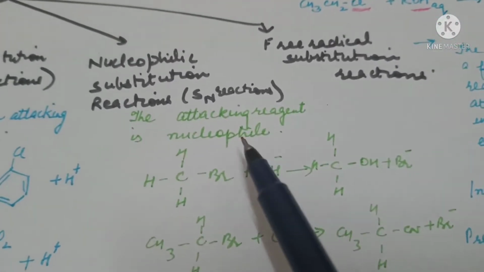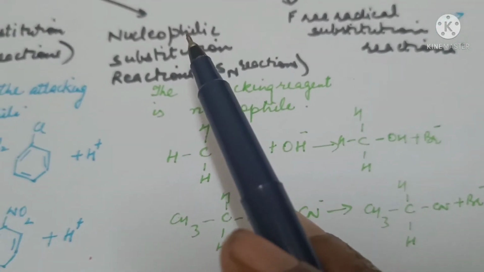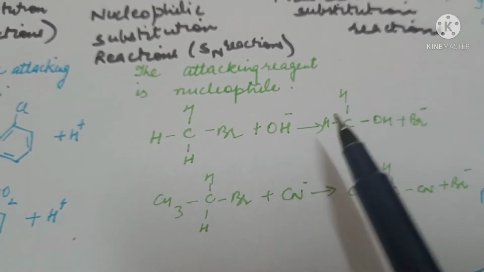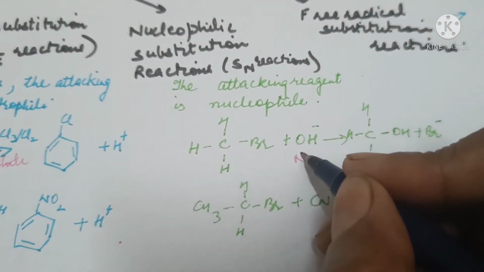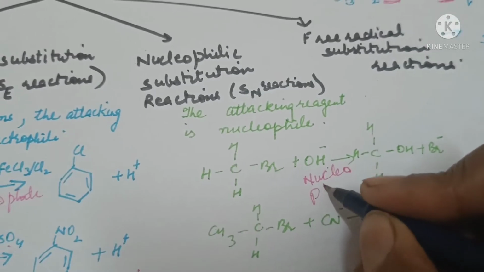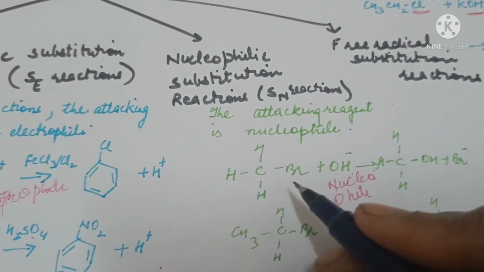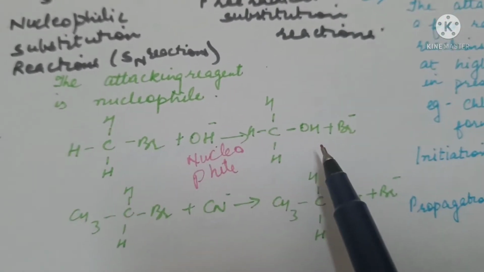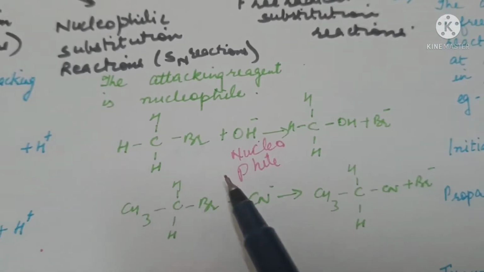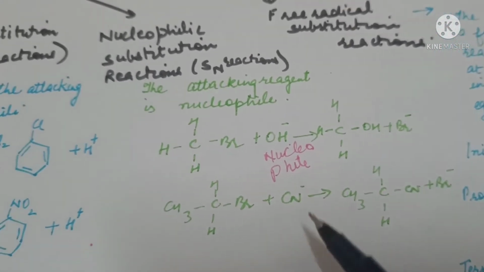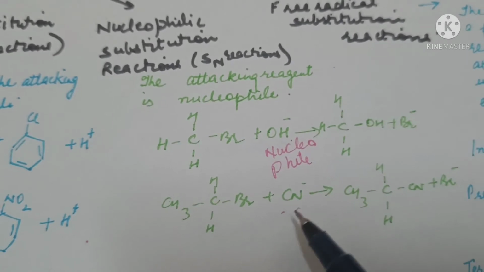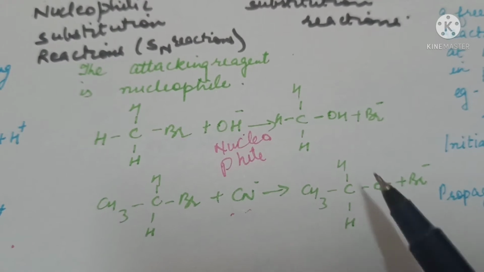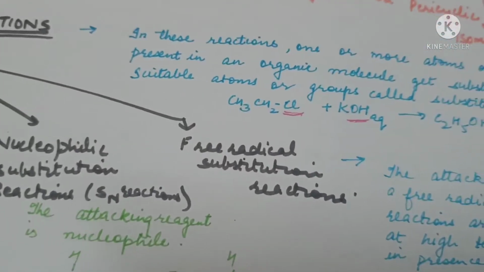When the attacking reagent is a nucleophile, the substitution reaction will be called a nucleophilic substitution reaction. For example, hydroxide ion acts as a nucleophile and substitutes Br- in the bromomethane compound. So in place of Br we get OH and bromide ion is released. So this is a nucleophilic substitution reaction. Similarly, cyanide is a nucleophile which will substitute bromide ion to form ethyl cyanide from ethyl bromide.